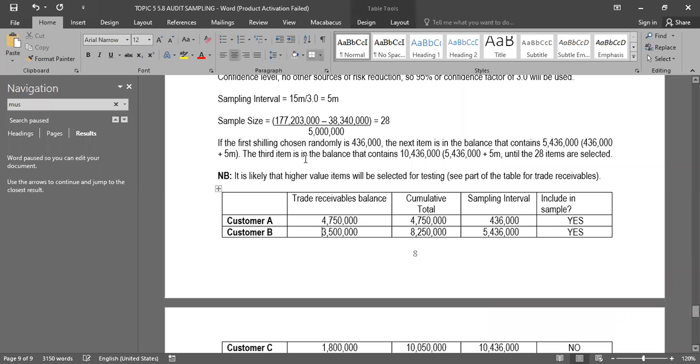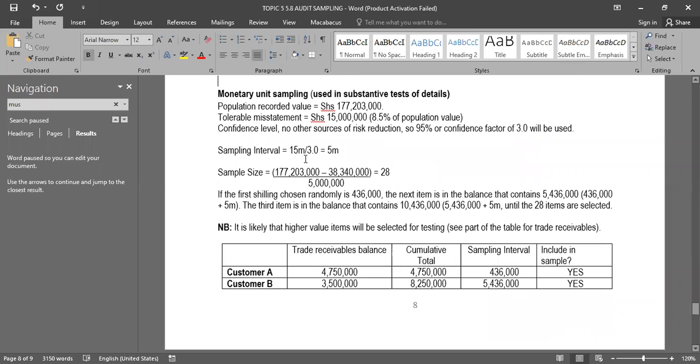Monetary unit sampling usually has so much to do with values. It's all about amounts, money.